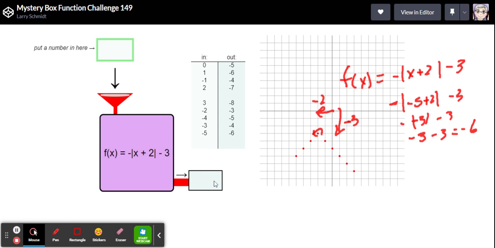Let's go ahead and reveal. Yeah, there it is. So f of x is the negative absolute value of x plus 2 minus 3, and we can graph that as well. There's our absolute value V.